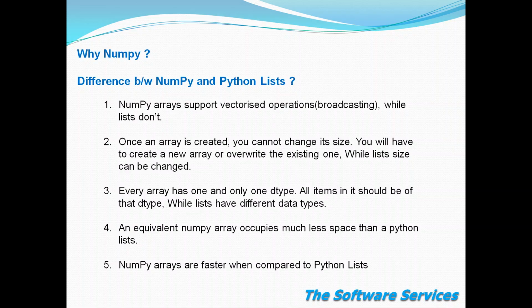And then another difference is that NumPy arrays occupy much less space when compared to native Python lists. Python native lists occupy more memory space than NumPy arrays. And one more important advantage of NumPy arrays over Python lists is that NumPy arrays are faster in operation, in accessing, and in processing when compared to Python lists. Okay, so these are the major differences between NumPy and Python lists.